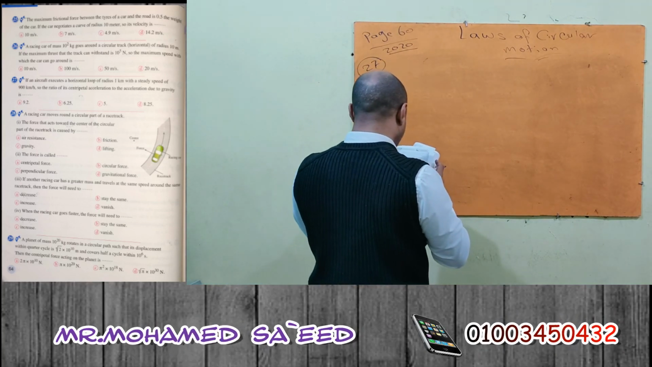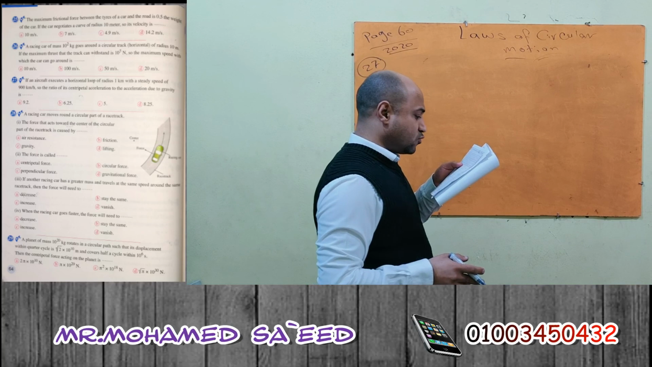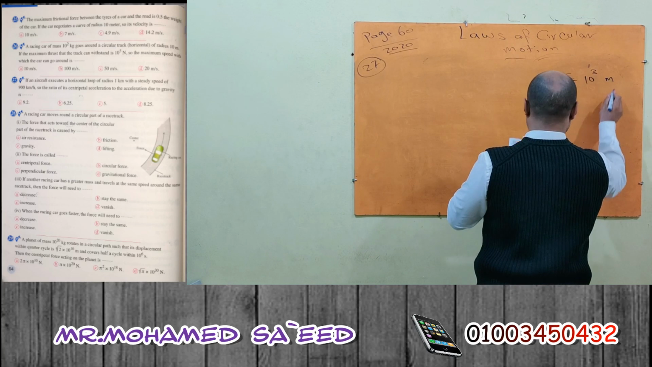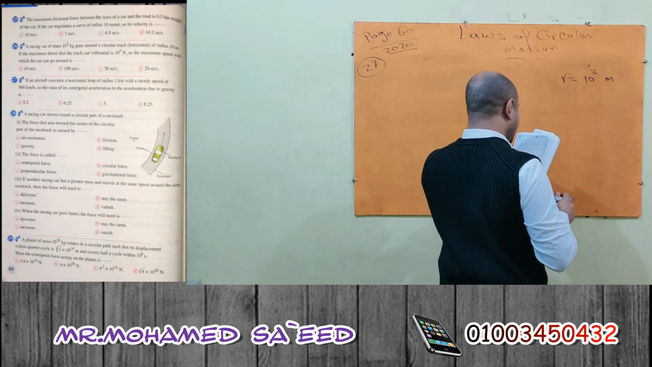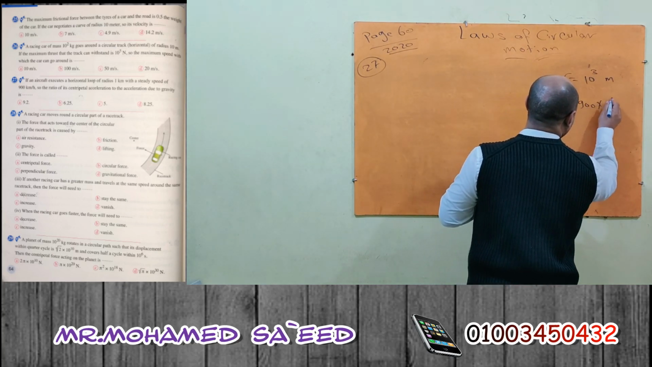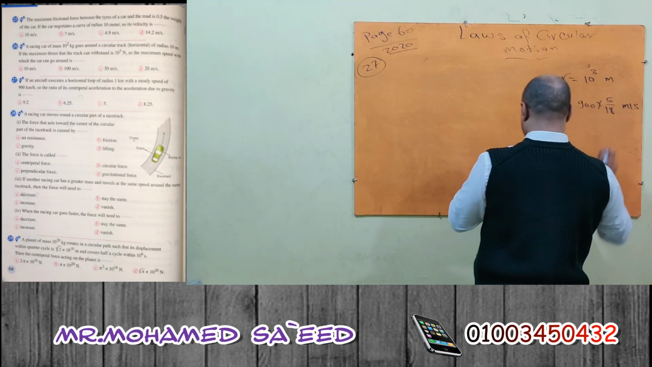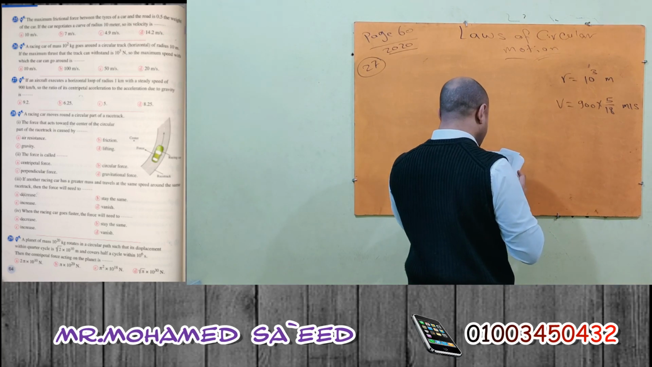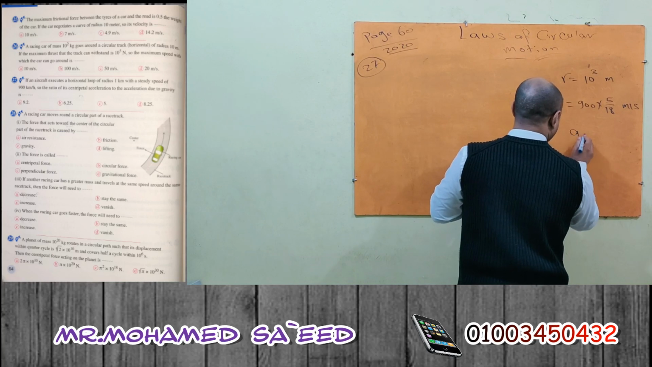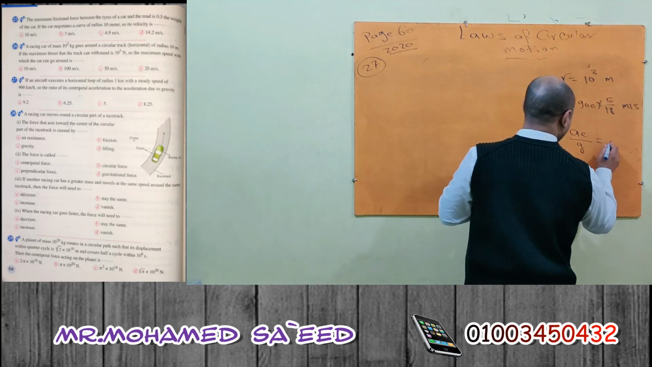If an aircraft executes a horizontal loop of radius 1 kilometer, R equals 1000 meters, with a steady speed of 900 kilometers per hour, V equals 900 kilometers per hour times 5 over 18 to convert it into meters per second. So the ratio of its centripetal acceleration to the acceleration due to gravity, Ac over g, equals what?